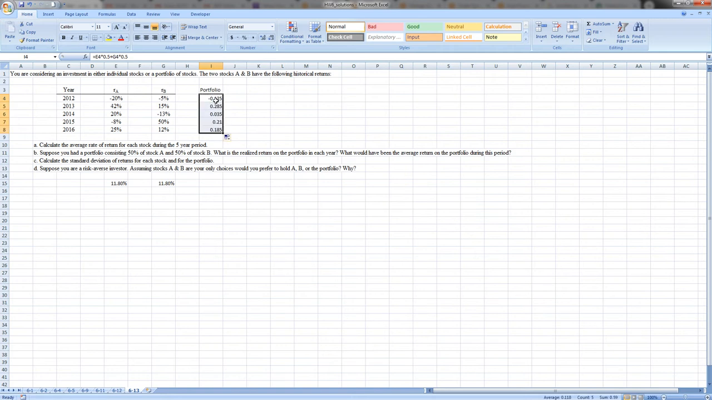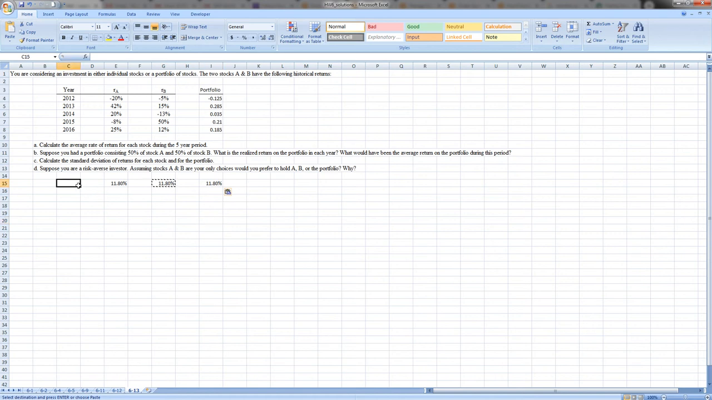And of course, these percentage returns are the midpoint between each. So we can see that 28.5 is the midpoint between 15 and 42, and so forth. Next, we'll calculate the average. And so naturally, 11.8% for A, 11.8% for B, the combined portfolio should be 11.8.